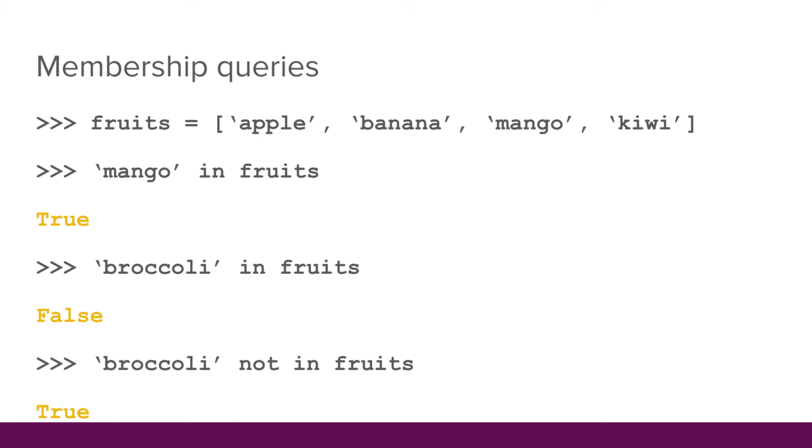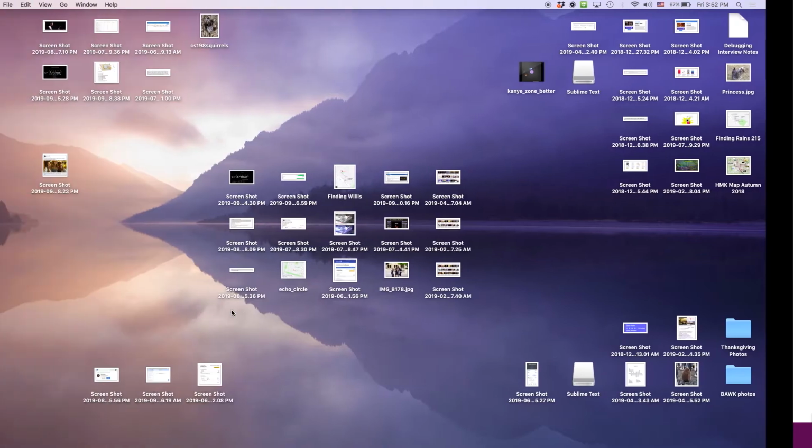Yeah? I have a question about lists in Python. I was wondering, if you remove an element from the middle, does it shift everything else to the left as well? Okay, let's check.